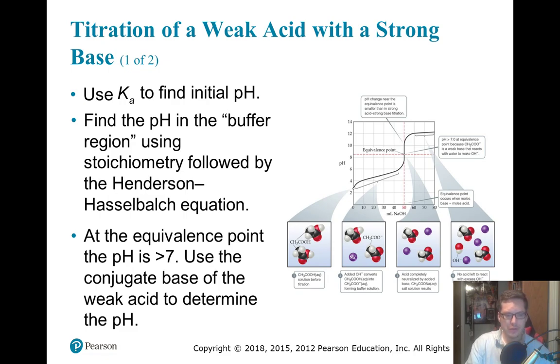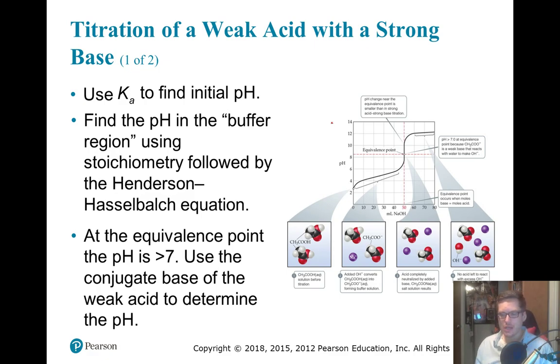This is for Chem 2, Unit 11. We're going to talk about different other kinds of titration. Specifically, we're going to talk about what happens when you start combining weak acids with strong bases, or weak bases with the strong acid, or the opposite.